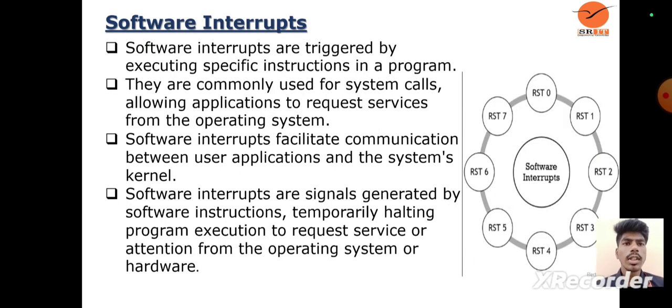Now, software interrupts. Software interrupts are triggered by executing specific instructions in a program. They are commonly used for system calls, allowing applications to request services from the operating system. Software interrupts facilitate communication between user applications and the system kernel. Software interrupts are signals generated by software instructions, temporarily halting program execution to request service or attention from the operating system or hardware. Now, while observing this software interrupts diagram, RST 0 to 7.